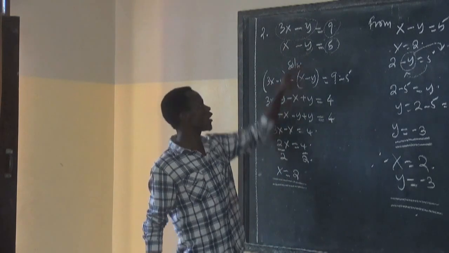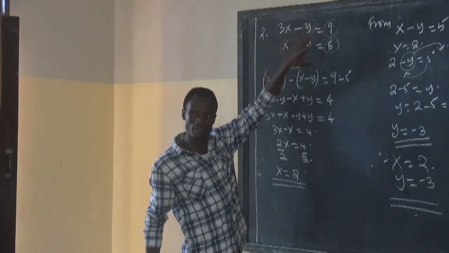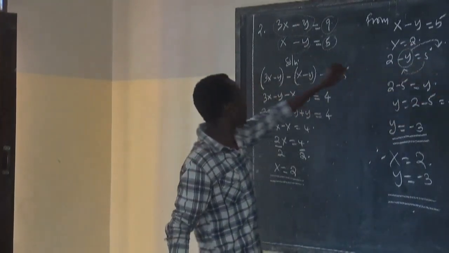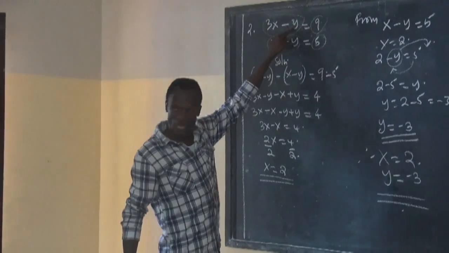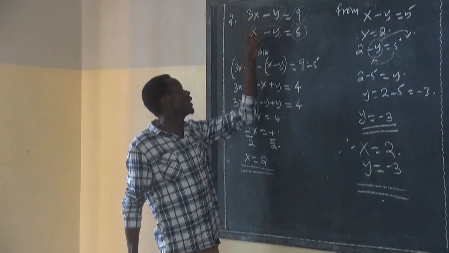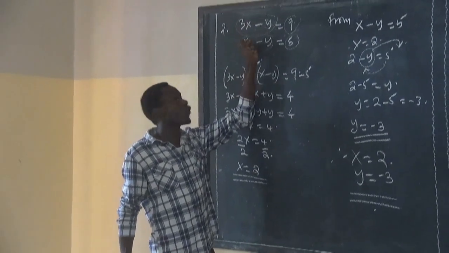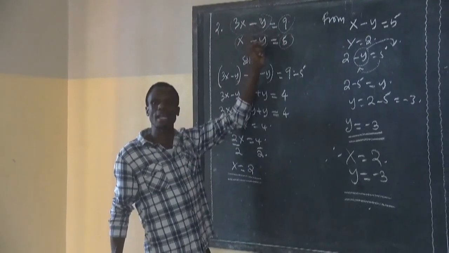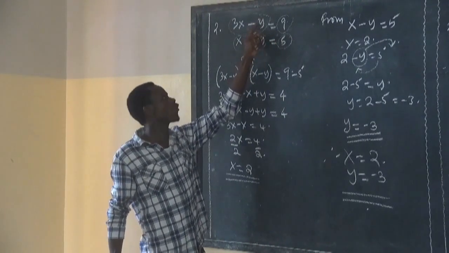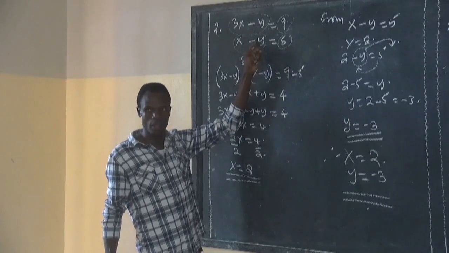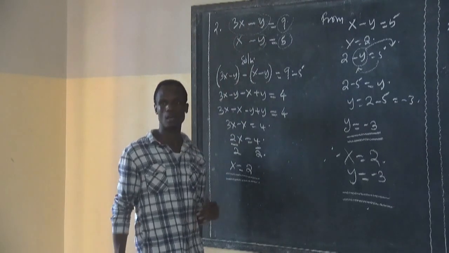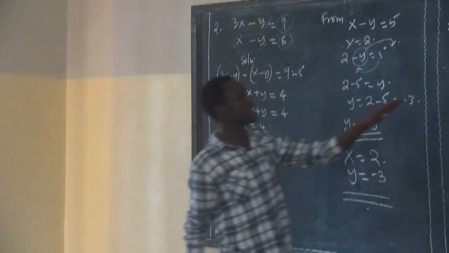Umeelewa? Tunaweza kufanya addition ya zile equations au subtraction ya zile equations baada ya kugundua kwamba the coefficient of y or the coefficient of x, maanake hizi namba zinafanana. Coefficient ni zile namba za nyuma ya ile herufi. Now when we say the coefficient of y is negative 1, the coefficient of y is negative 1. Now if the coefficients are equal, we subtract each other. Do you understand? The same applies to here.